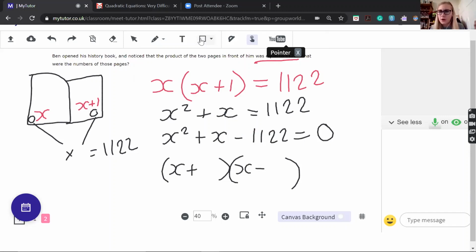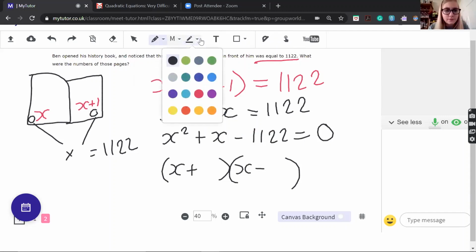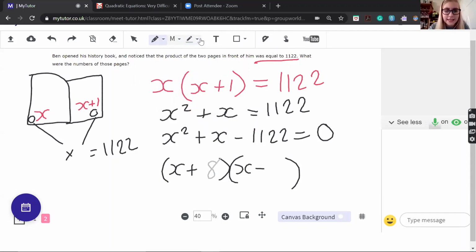Hopefully that works. So say if it was, I'll just pop it in a different color. Say if this was like 8 and 7, you'd get minus 56, not the number that we actually want, but you would get plus x. So that's what we're looking for. Two numbers that multiply to make 1,122 that are one number apart.